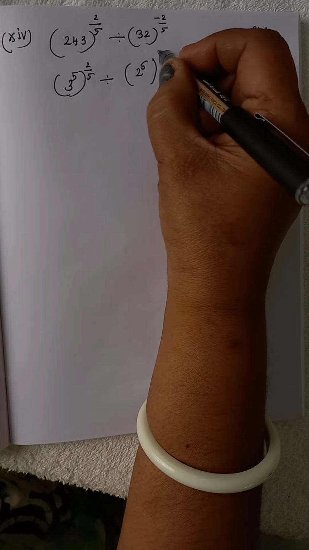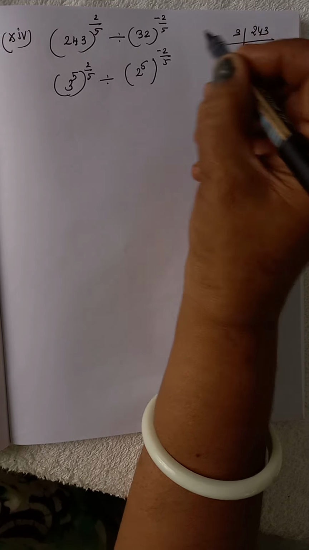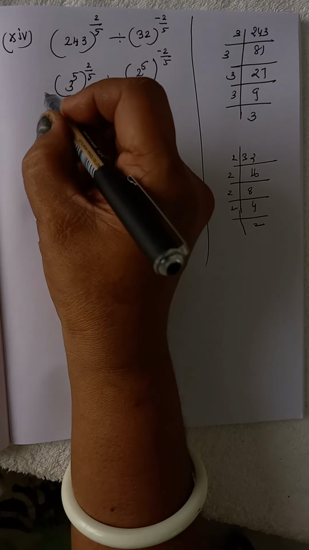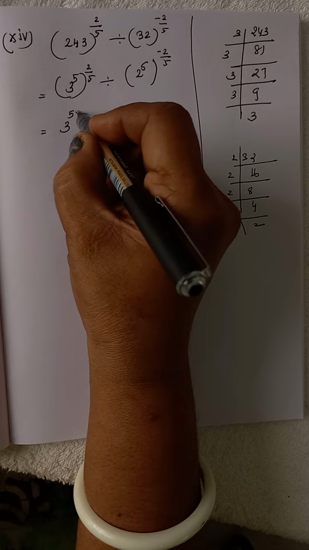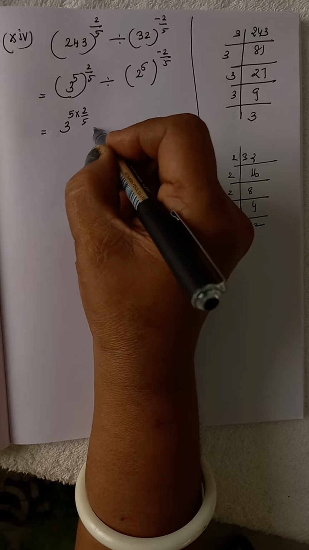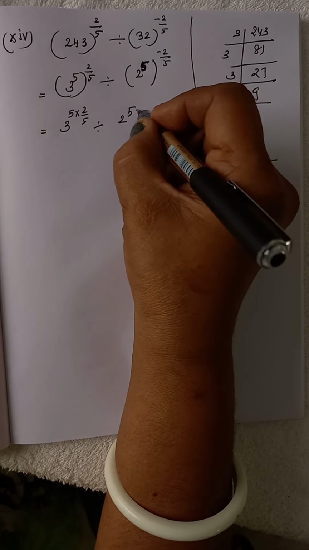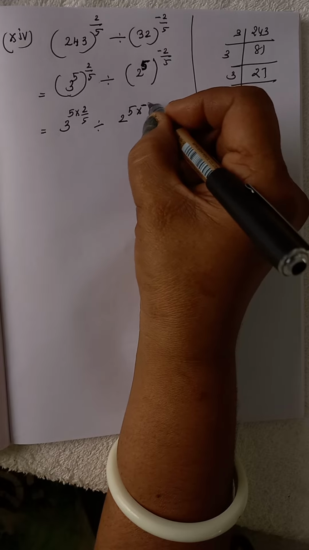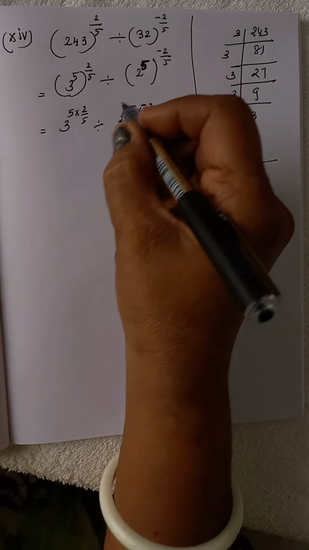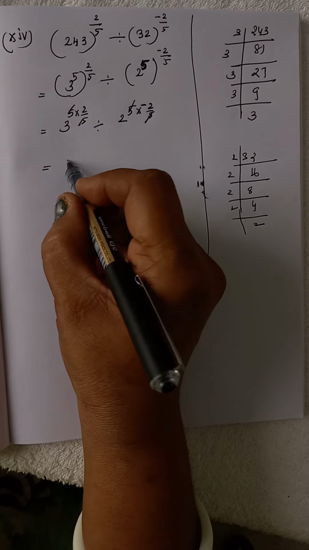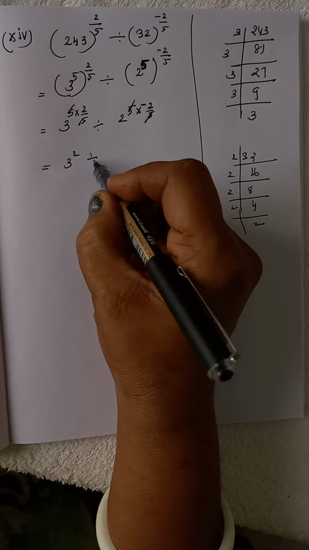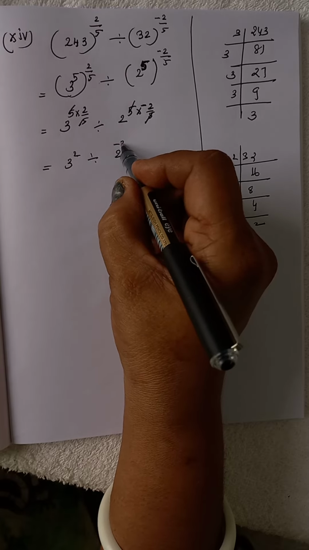Whole raised to minus 2 by 5. Now this is equal to 3 raised to 5 into 2 by 5 divided by 2 raised to 5 into minus 2 by 5. So here we can cancel 5 and 5, here also 5 and 5. So this is 3 raised to 2 divided by 2 raised to minus 2.